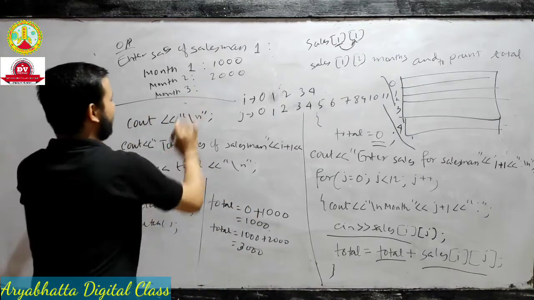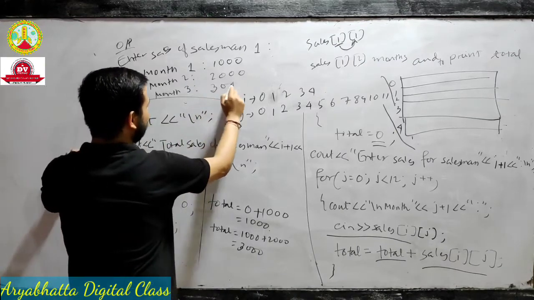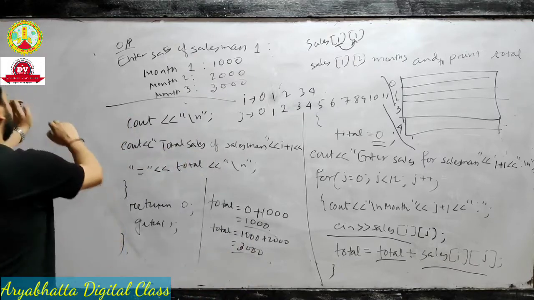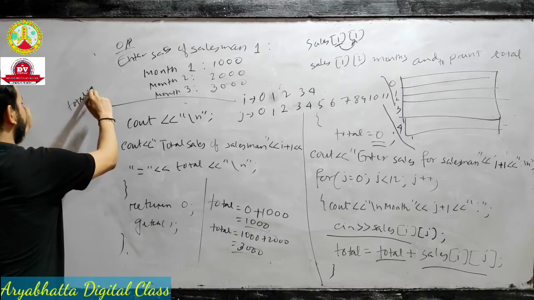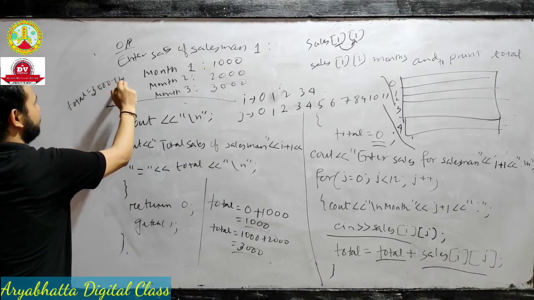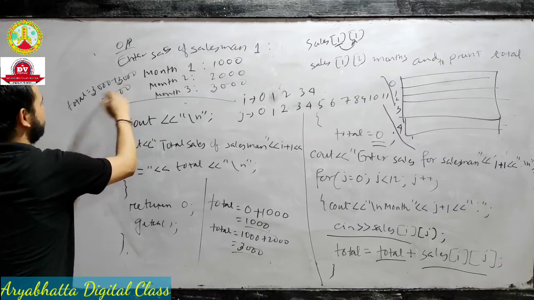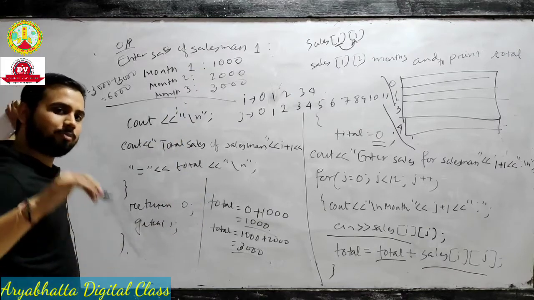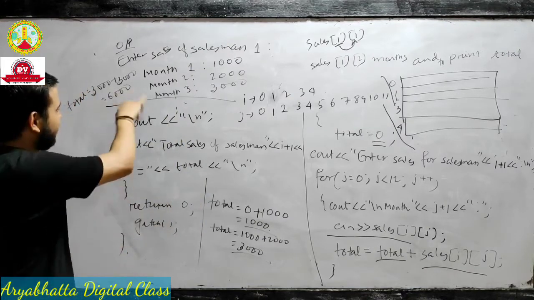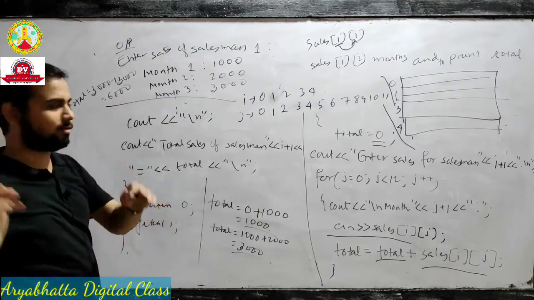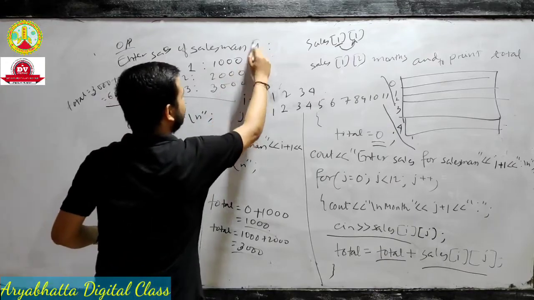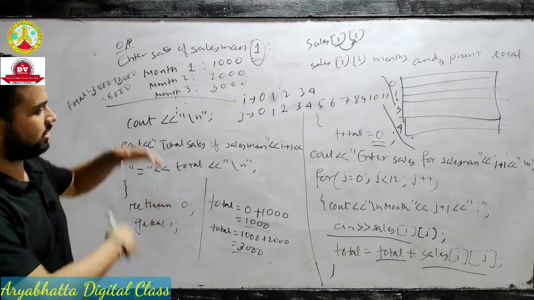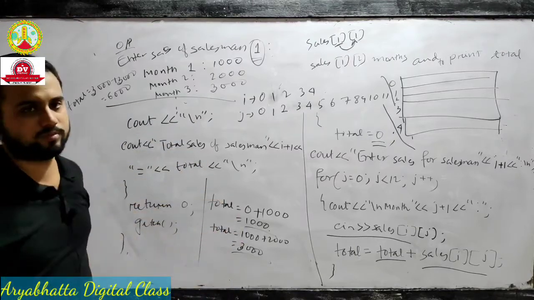For month 3, suppose he sells 3000. Now your total will not be 1000, your total will be 3000. Now your total will be 3000 plus 3000 means 6000. Like that, you have to input up to month 12. Like that the addition goes on, and for salesman 1 his 12 months, 1 year sales will come. Again, like that salesman 2 comes, salesman 3 comes.